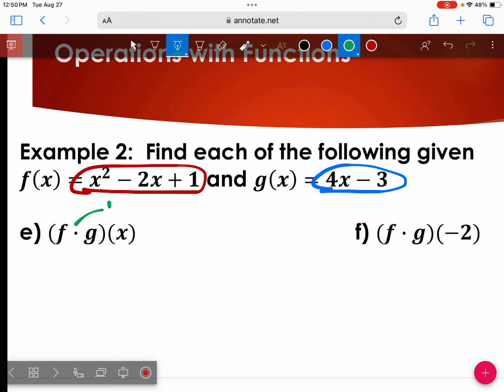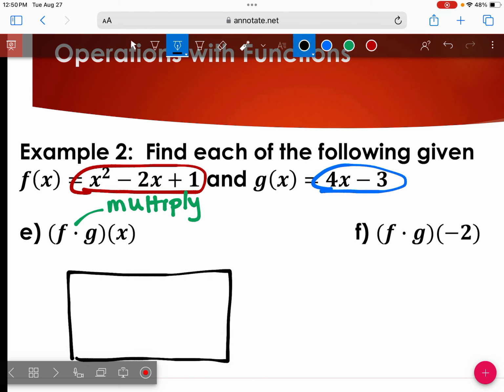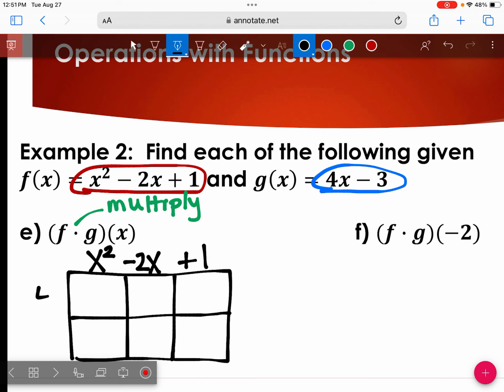So this is multiplication. So let's go ahead and make our box. So take a few minutes and fill in all 6 squares. So you're just making a box. Multiply your numbers, and then you're adding your exponents.